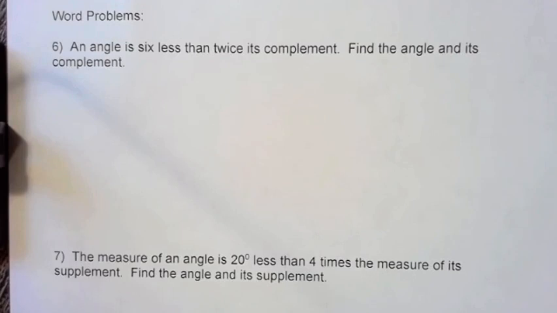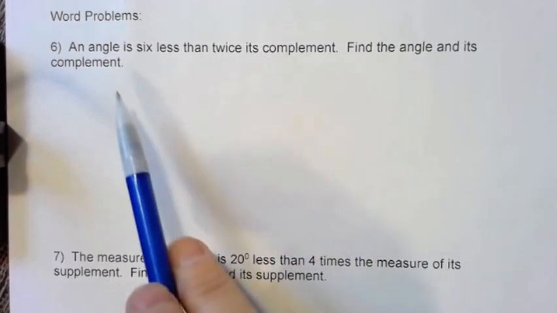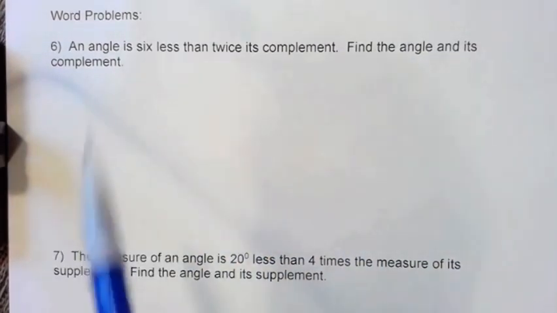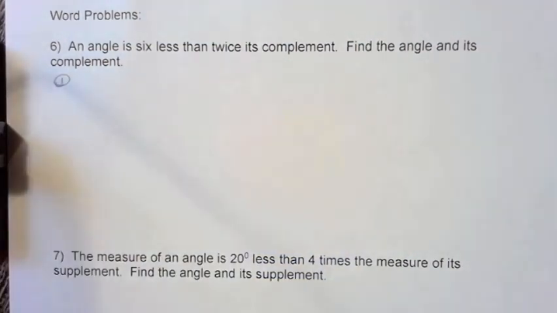Let's look at some word problems that involve algebra and angles together. In our first word problem, it says that an angle is 6 less than twice its complement. Find the angle and its complement. All right, so we're looking for two different things in this problem. We're looking for the angle measure and the measure of the complement of the angle. So the first thing I'm going to do is write some let statements. I'm going to need two of them, one for each of the angles that we're talking about.